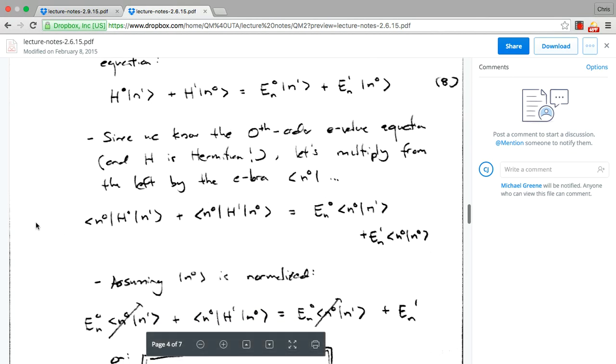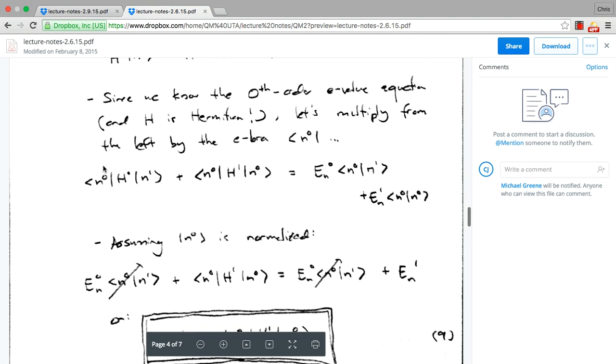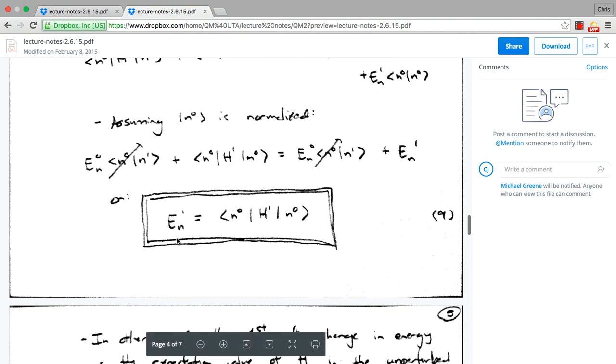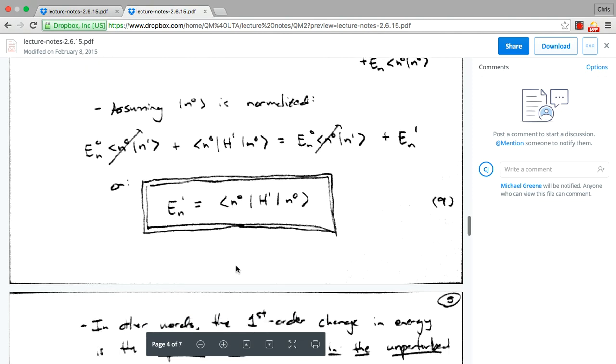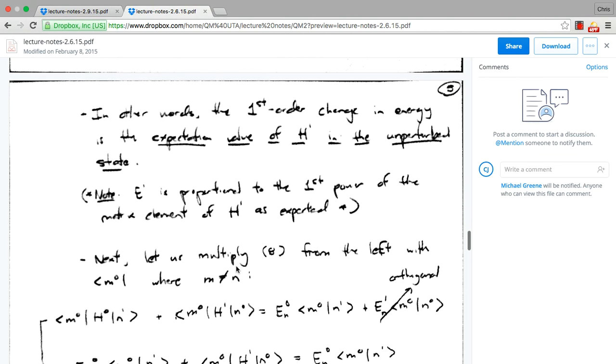use multiplication from the left by an eigenbra, so we could evaluate the simple part of the Hamiltonian. And we saw some things cancel out, and we ended up finding that the first order energy correction is just the expectation value of the small piece of the Hamiltonian with respect to the unperturbed kets. Right?